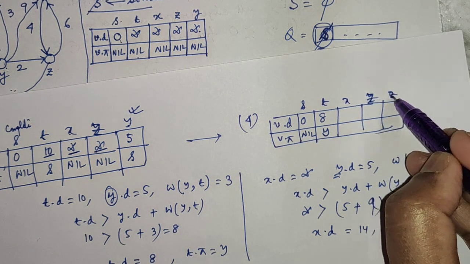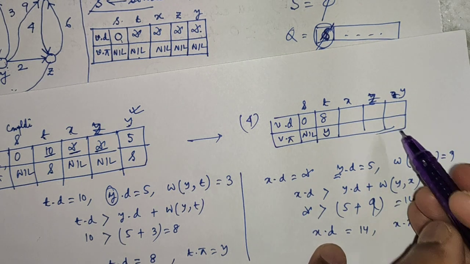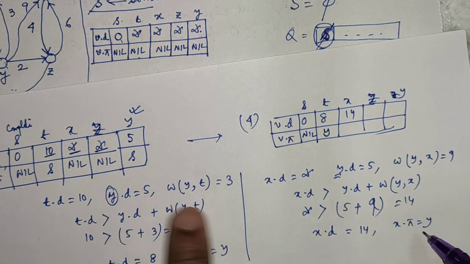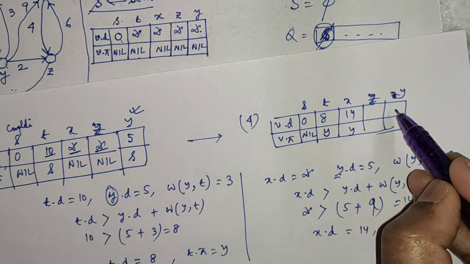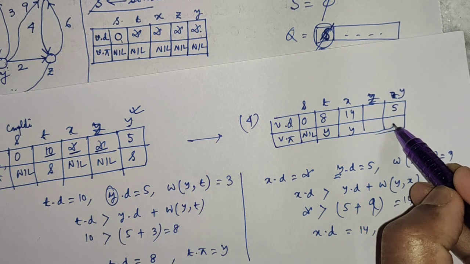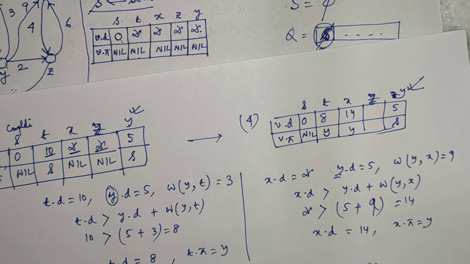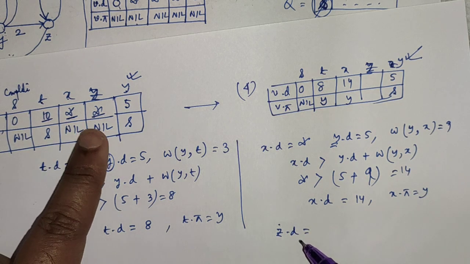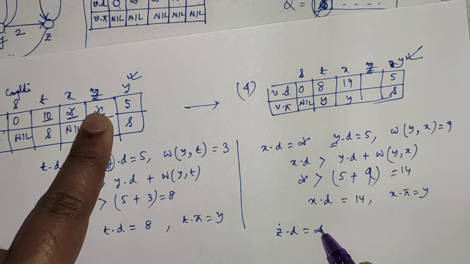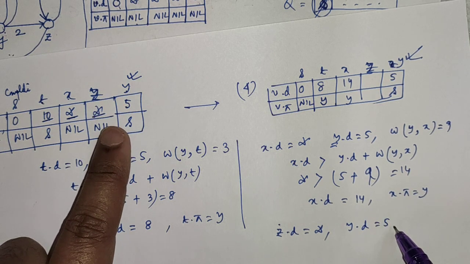It is right here. So what will be the new shortest path estimate? It is 14, and it was nil, now it is y. Okay, and what about y? It was 5 and s, and you are exploring it now. So the remaining one is z. So z dot d, presently it is infinity. Y dot d, because you are exploring y, dot d is 5.